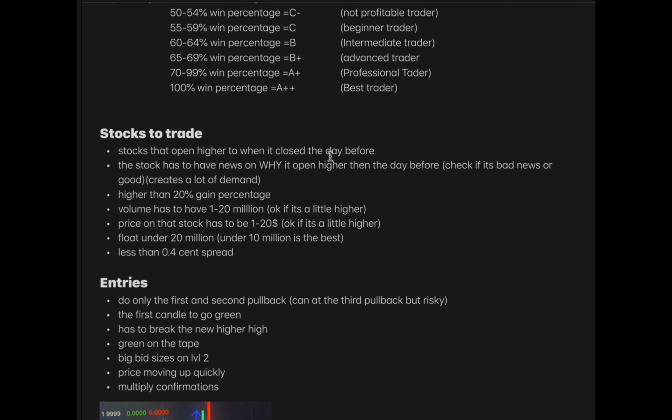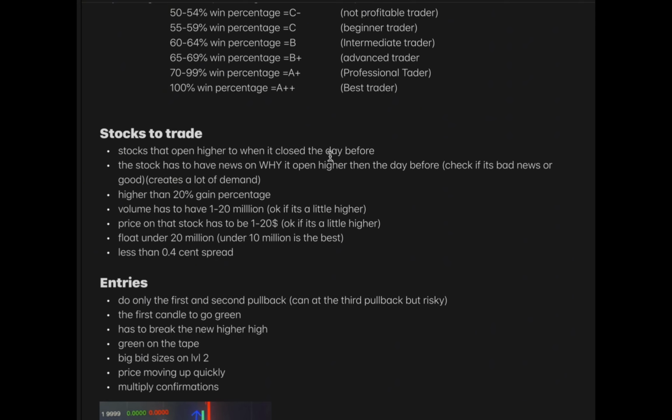Criteria number 3, it has to have a higher than 20% gain percentage. You see these stocks that have gained 2%, 3%, that's too little. It's not moving as much as I want. Yes, that stock is still moving, but it's not moving a lot. I want to ride the momentum. That's why I call it a momentum strategy. I want to ride the momentum going up. So if it has a 20% gain, you know that stock has been going up.